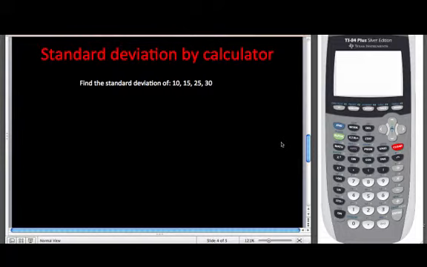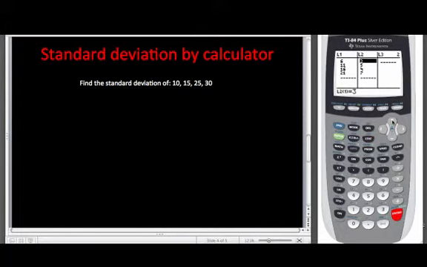Okay, so calculating standard deviation on the calculator. So we're going to do the same set of numbers, and let me pull up my nifty calculator. Okay, so to find the standard deviation using your calculator, you're going to press Stat on your calculator, Edit, and you're going to enter the set of data into your list. So I'm going to enter 10, 15, 25, and 30 into L1.